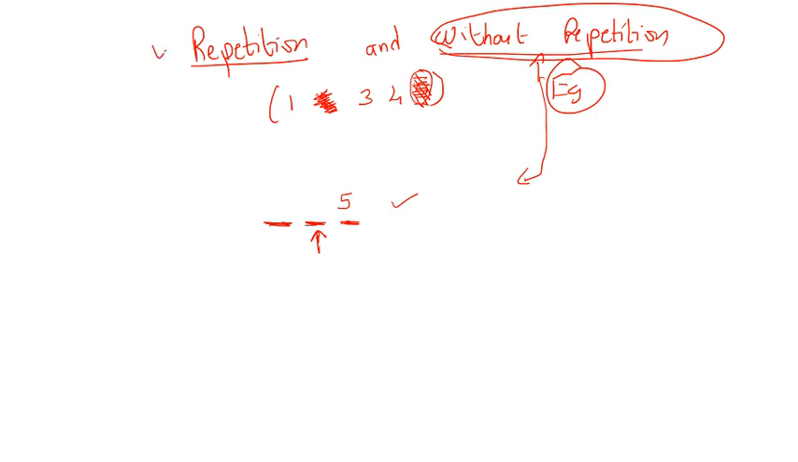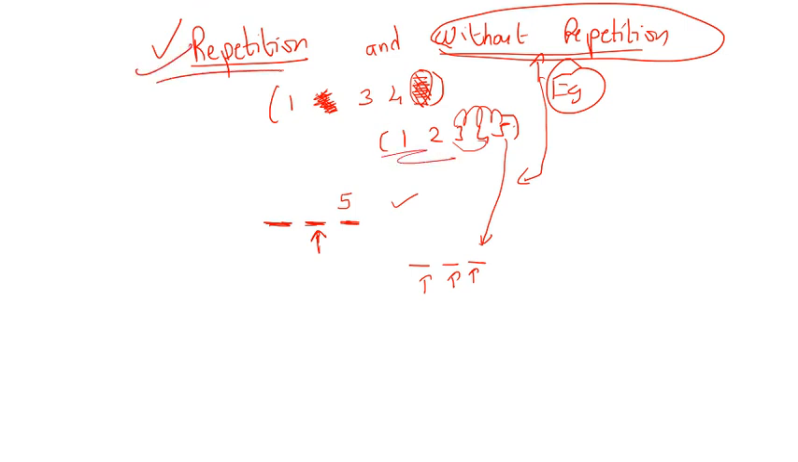Now, repetition is allowed. What does repetition allowed mean? Suppose in the same three digit number you have 1, 2, 3, 4, 5. Once I'm using 5 here, again I can use this 5 here, and again I can use this 5 here. That means I can use the numbers again and again. So you have to be careful. Repetition and without repetition. Understood? Okay, chalo. Now we'll go on to the question.